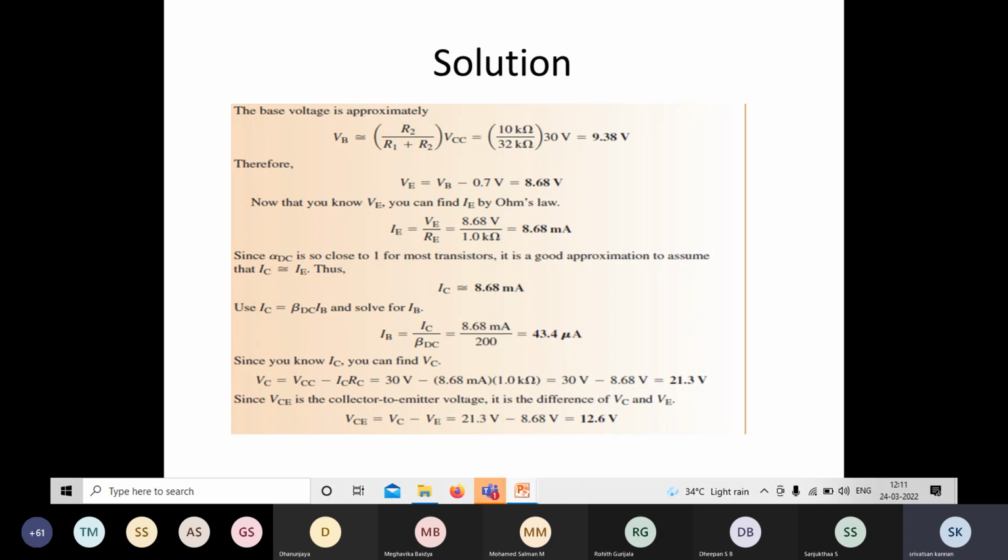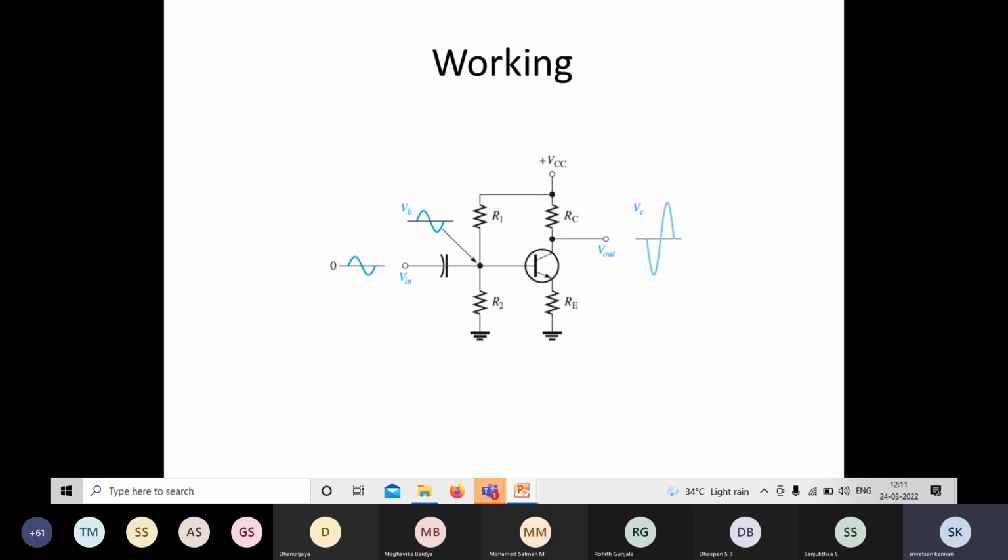As IC increases, there is more drop across the resistance RC and VCE decreases. So why I'm asking this question is, if you apply a signal to the voltage divider bias, you can see that the output signal is a phase reversal of the input.